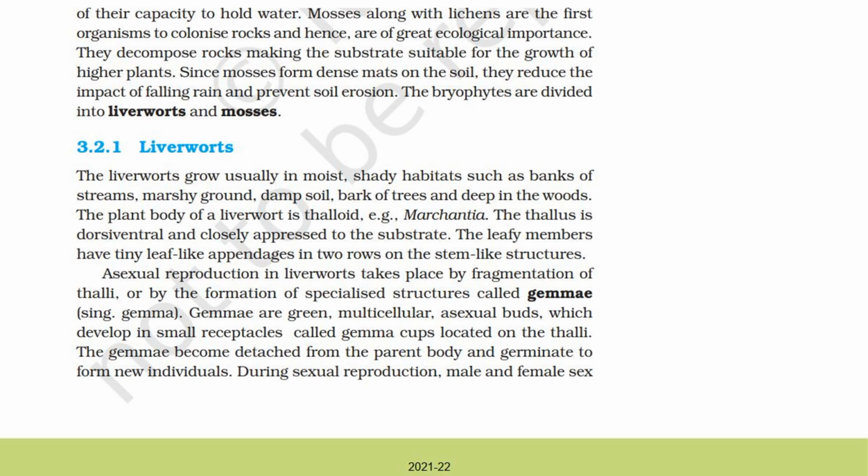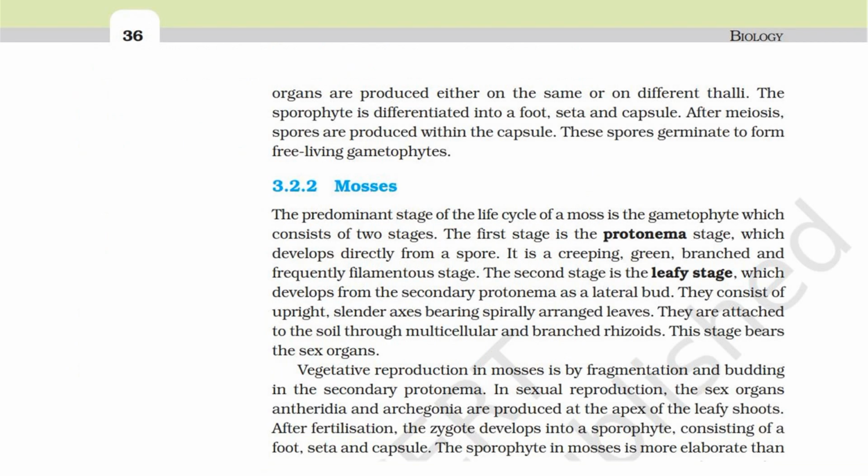Asexual reproduction in liverworts takes place by fragmentation of thalli, or by the formation of specialized structures called gemmae, singular gemma. Gemmae are green, multicellular, asexual buds, which develop in small receptacles called gemma cups located on the thalli. The gemmae become detached from the parent body and germinate to form new individuals. During sexual reproduction, male and female sex organs are produced either on the same or on different thalli. The sporophyte is differentiated into a foot, seta and capsule. After meiosis, spores are produced within the capsule. These spores germinate to form free-living gametophytes.